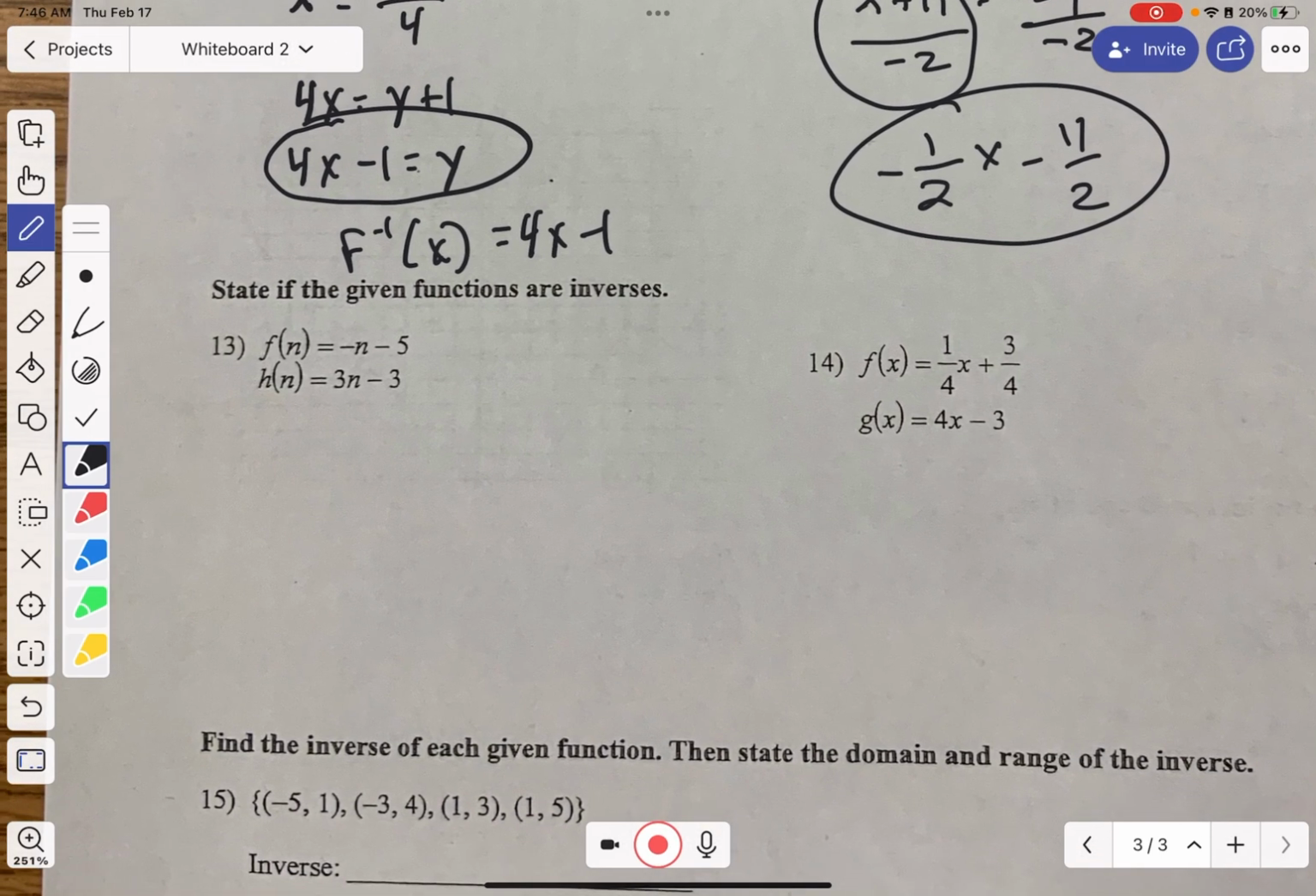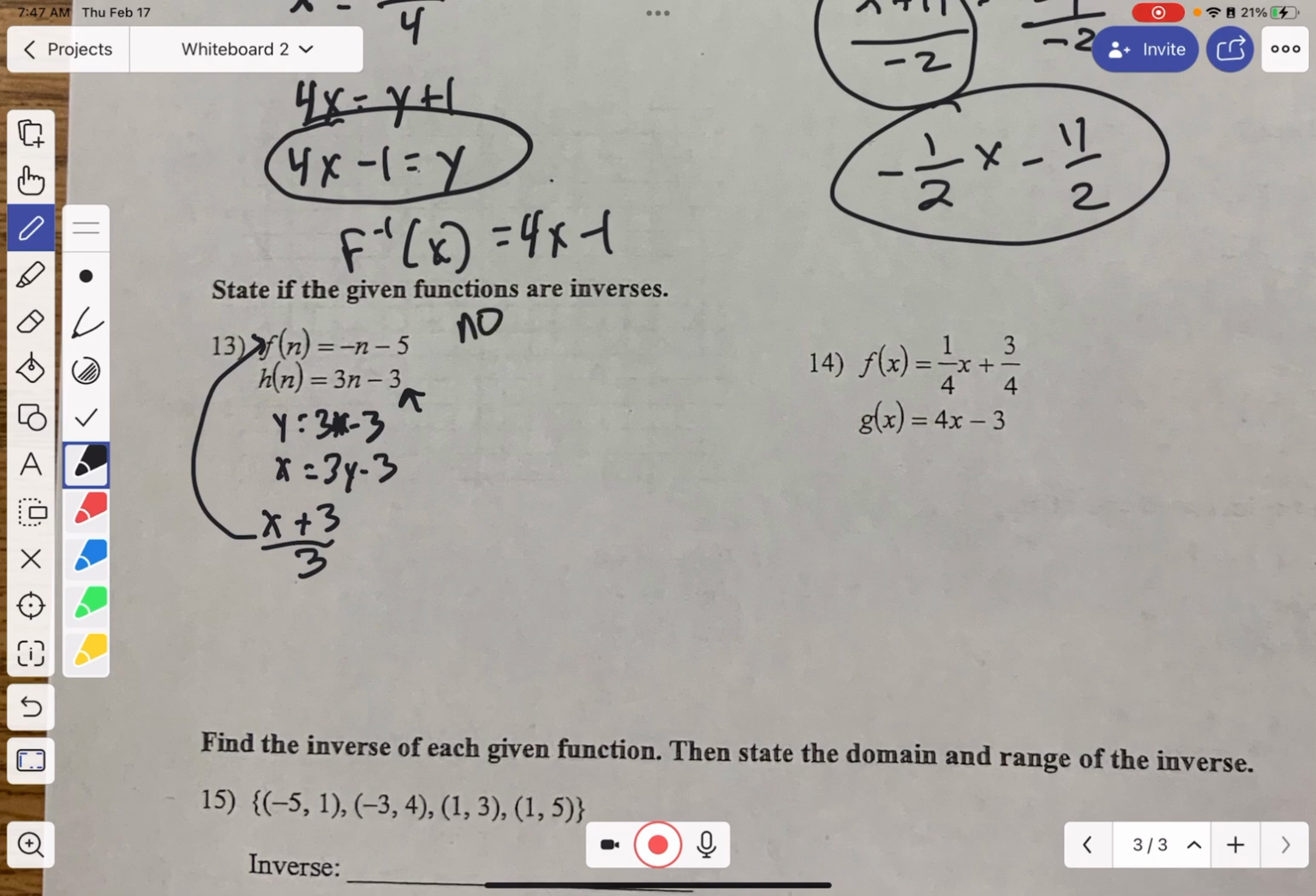The next one says state if the functions are inverses of each other or not. With this first one, I know how to find the inverse. If I look at that and find the inverse of that, it's y equals 3x minus 3. Switching, there's x equals 3y minus 3, so I've got (x plus 3) divided by 3. Does that look like that? No. So your answer is probably no. You can kind of see that just by looking at it.